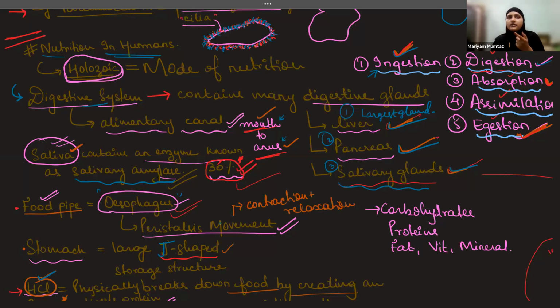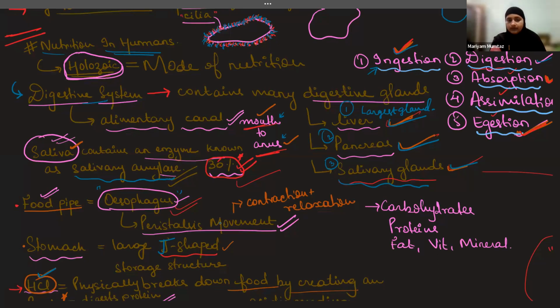Now, how does the food travel down from the mouth through the food pipe and into the stomach? There is a proper movement. The food pipe contracts and then relaxes, contracts and relaxes. This type of contraction and relaxation is known as peristalsis movement. So our esophagus does the peristalsis movement, because of which the food is pushed down to the stomach. Clear?